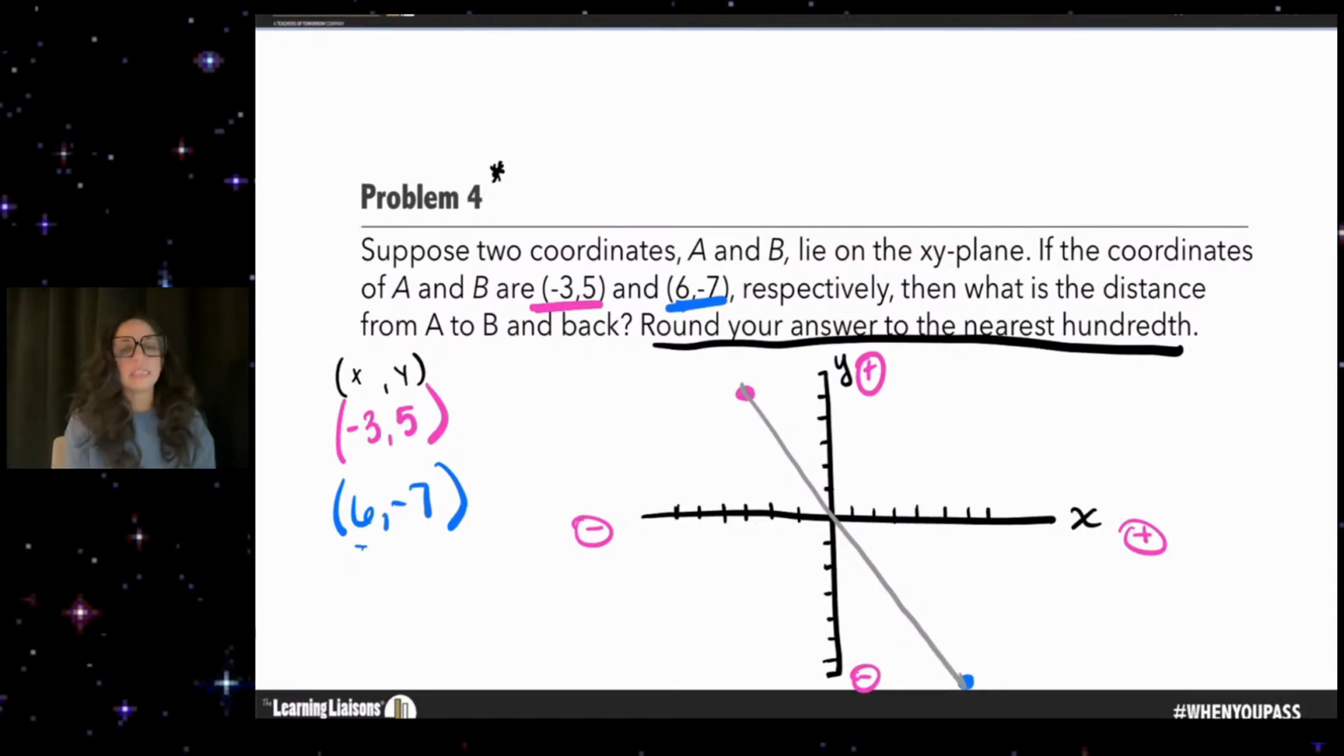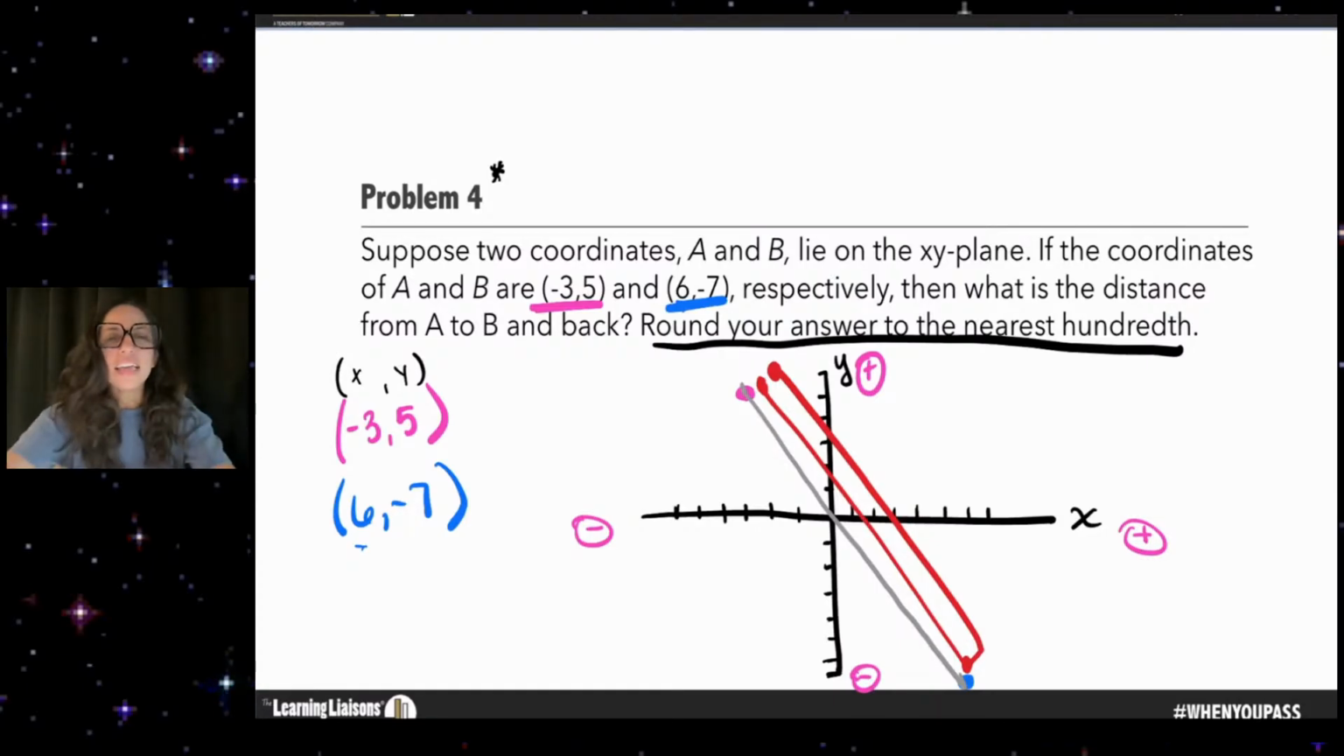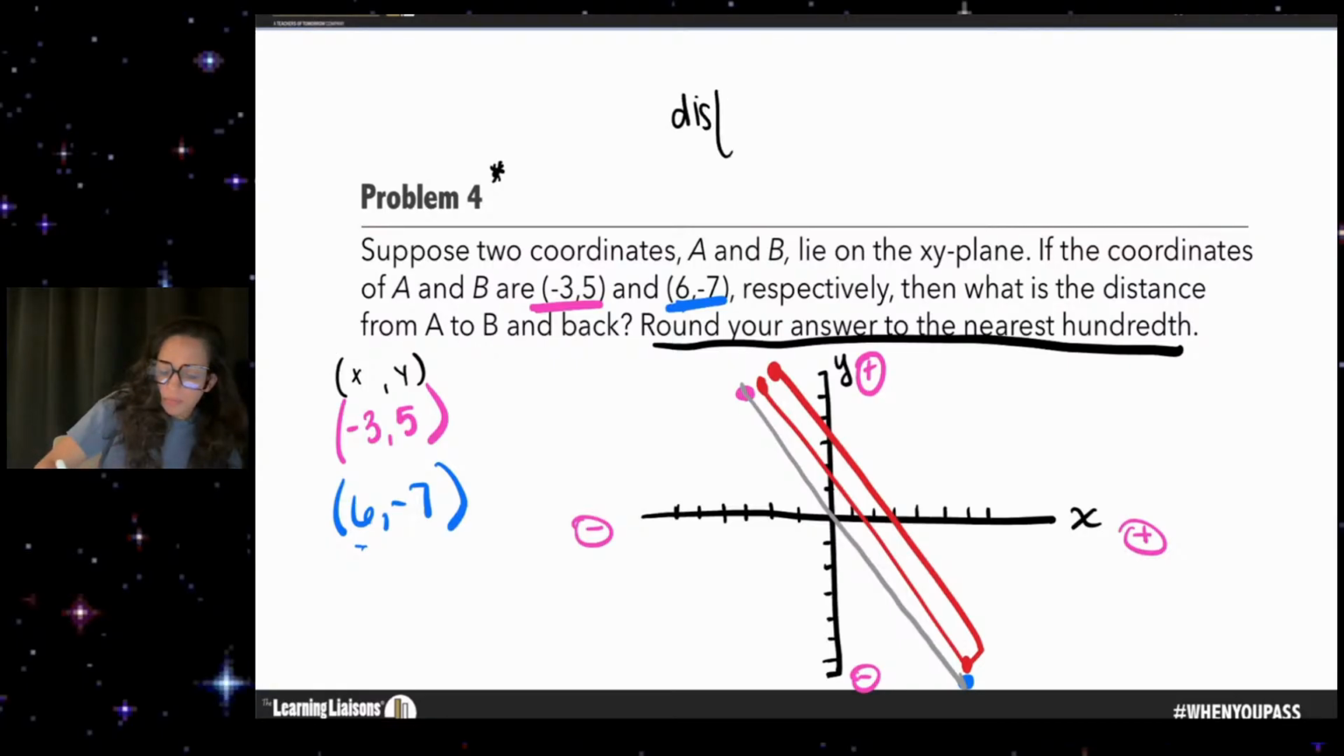And they want to know the distance from A to B and then back. So they want 2 distances. Well, what is the distance formula? What is the distance formula? The distance formula is the square root of x minus x squared plus y minus y squared.